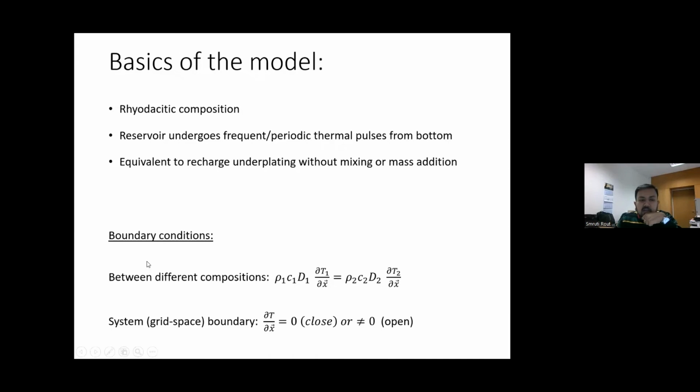And then as boundary conditions, for example, between two different compositions, like between magma and the country rock, we balance the fluxes through this relation, which relates the incoming flux with the outgoing flux. And then the system can either be open or closed based on what kind of flux we have at the grid space boundary.